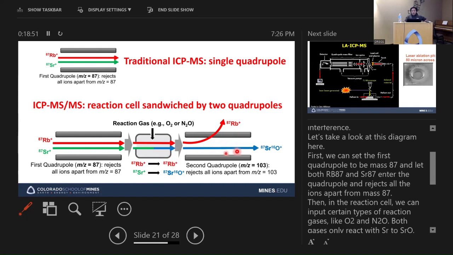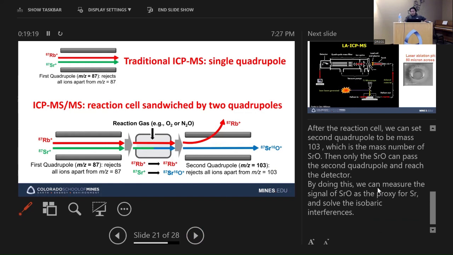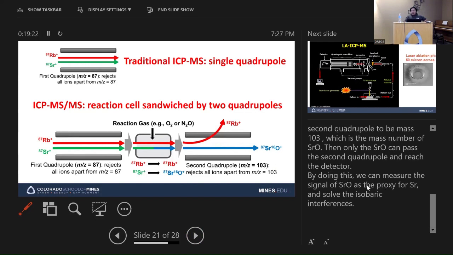So it will still be rubidium 87. And then we can set the second quadrupole to 103, which is the mass number of the strontium oxide. By doing this, we can reject the rubidium 87 and only let the strontium 87 as strontium oxide pass through the second quadrupole. And by doing this, we can achieve online separation of rubidium and strontium in the mass spectrometer. Okay, and then we can solve the isobaric interference in this new type of mass spectrometry.